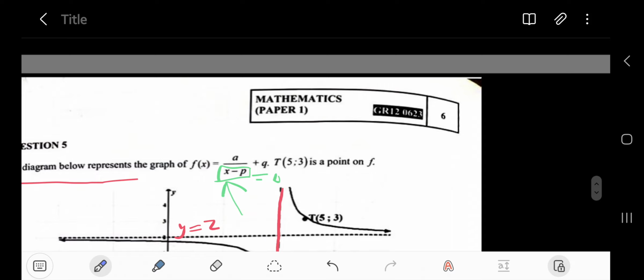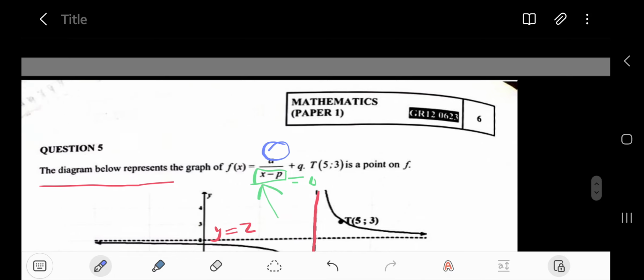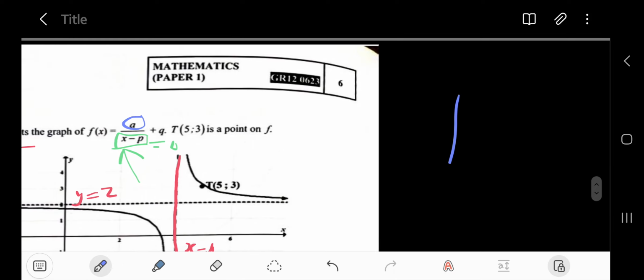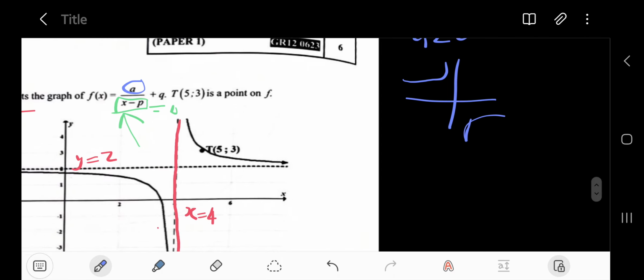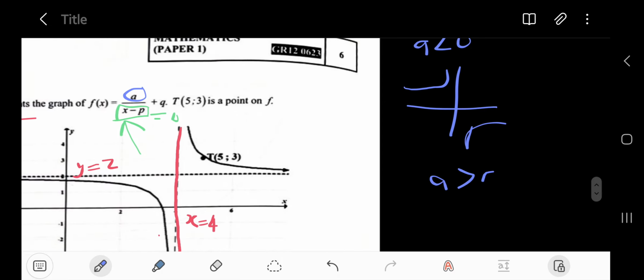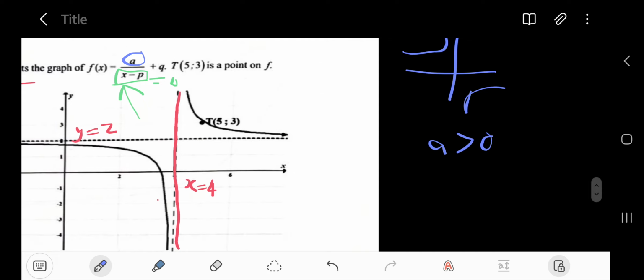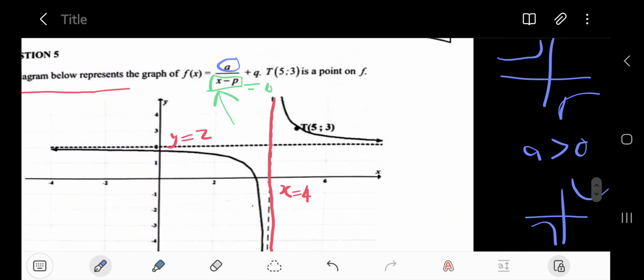Remember, guys, the value of a in this formula tells us that if a is less than 0, our graph will lie in the second and fourth quadrants. But if a is greater than 0, it means that it will lie in the first and third quadrants. And it makes sense. Our value of a is +1.